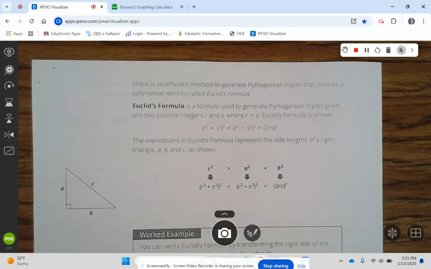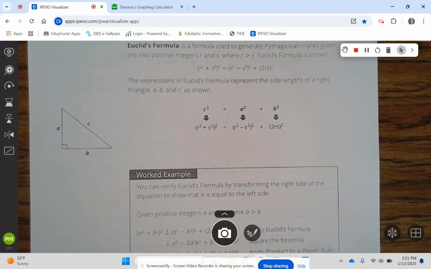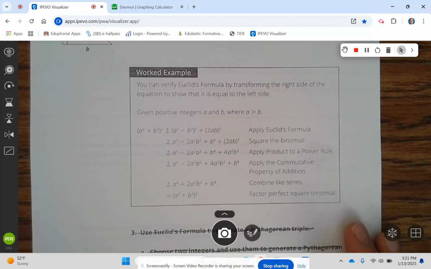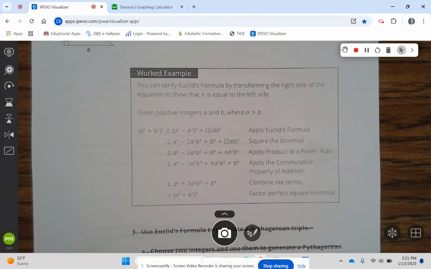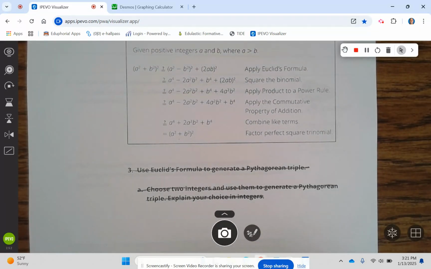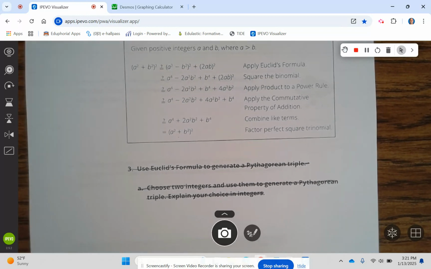There is an effective method to generate Pythagorean triples that involves a polynomial identity called Euclid's formula. Euclid's formula is a formula used to generate Pythagorean triples given any two positive integers, r and s, where r is greater than s. Euclid's formula is shown. The expressions in Euclid's formula represent the side lengths of a right triangle a, b, and c as shown. Go ahead and read over the worked example. And then go ahead and mark out 3A. Let's take a look at the next page.